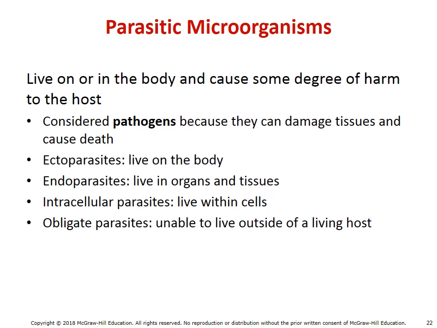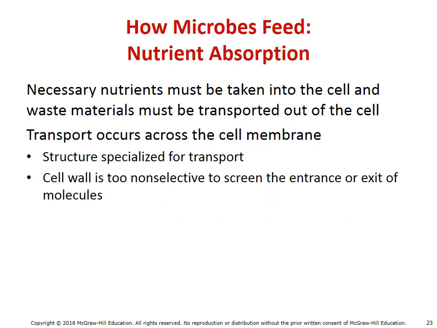These are all considered to be pathogens, and they really fall into four categories. The ectoparasites that live on the body, the endoparasites that live within the body and tissues and organs, the intracellular parasites that live inside of cells, and then the last category is obligate parasites that must be in or on a host to live. Without having a host, they cannot live.